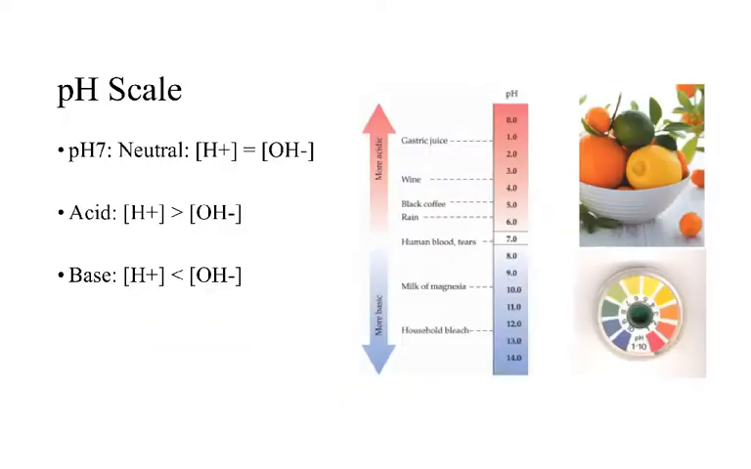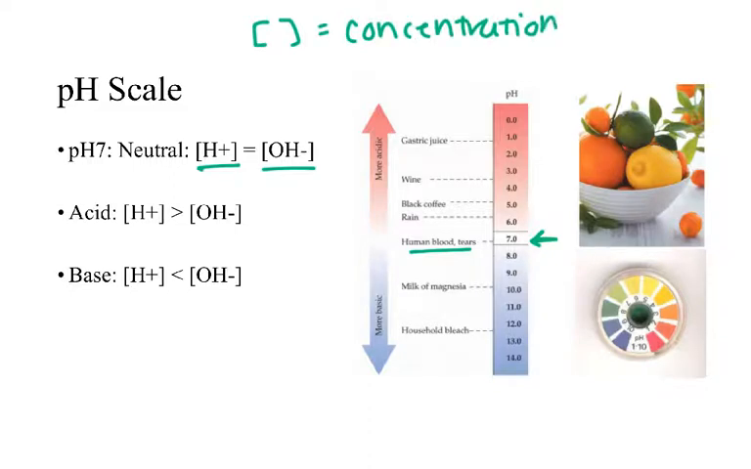Right, so we'll look at the scale again with some real life examples. The image here, we have our scale going vertical instead of horizontal. We have 7 here in the middle, and the examples they give are human blood or tears. So when something is neutral, the concentration of hydrogen is equal to the concentration of hydroxide. Remember that these brackets mean concentration.